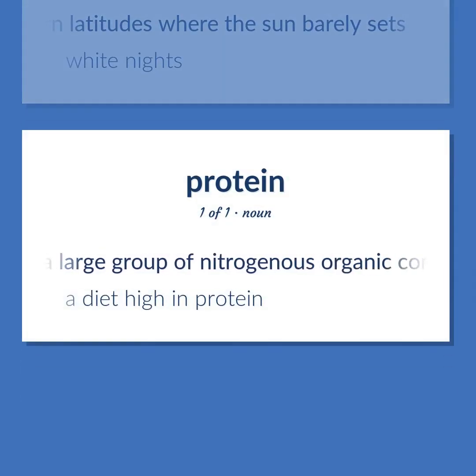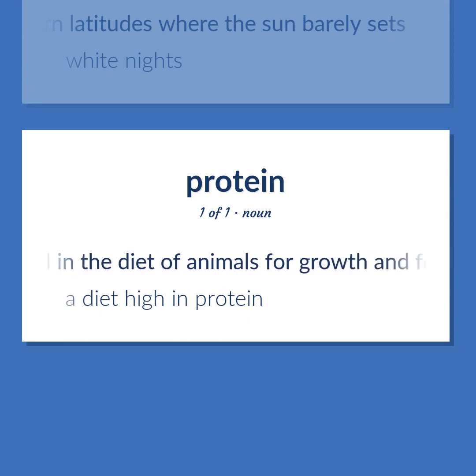Any of a large group of nitrogenous organic compounds that are essential constituents of living cells, consist of polymers of amino acids, essential in the diet of animals for growth and for repair of tissues, can be obtained from meat and eggs and milk and legumes. A diet high in protein.